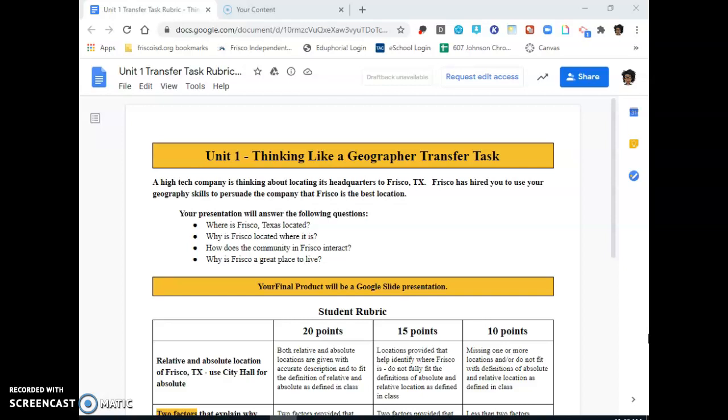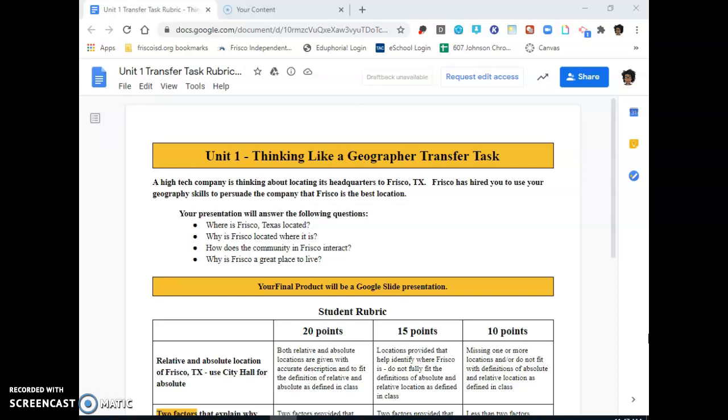the position of trying to recruit a high-tech company that's coming to have its headquarters in Frisco. So here we go. A high-tech company is thinking about locating its headquarters to Frisco, and they have hired you to use your geography skills to persuade the company that Frisco is the absolute best location for their headquarters. So your presentation is going to have to answer these questions.